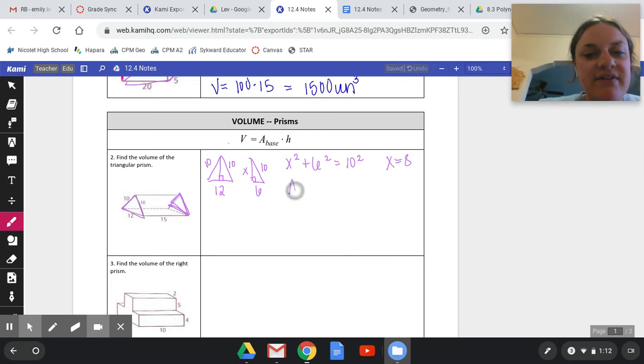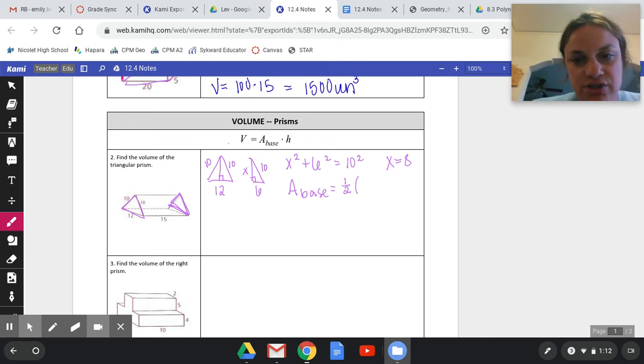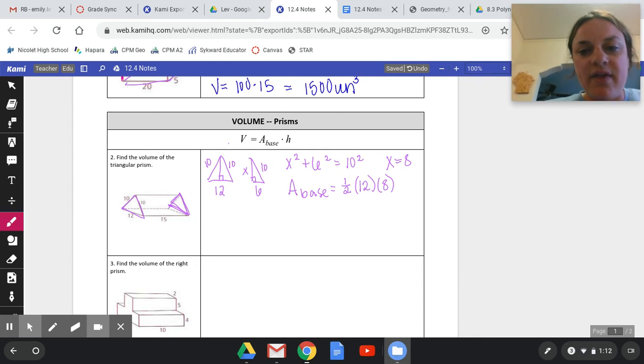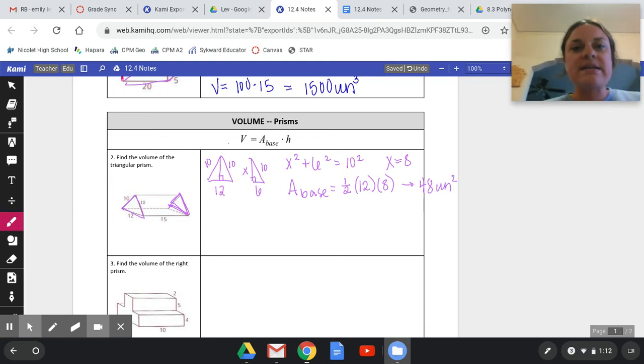So then to find the area of my base, I am going to take 1/2 times the base of that triangle, which is 12, times the height of that triangle, which is 8, and use that to find the area of that triangle. So I have that the area of that triangle is 48 square units. Okay, something I want you to note is that I talk about the height of that triangle.